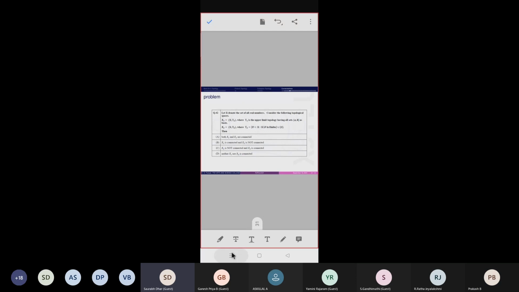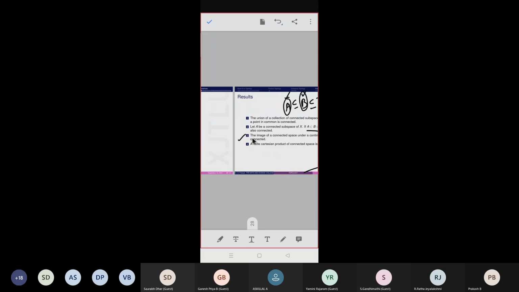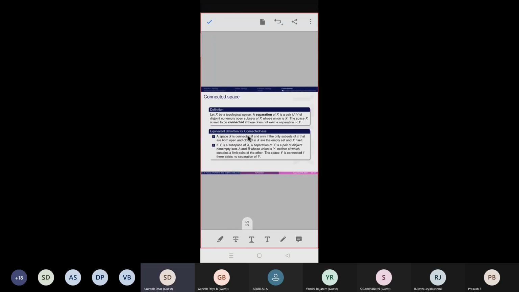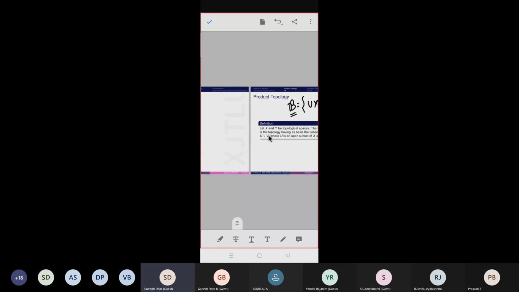Yes, sir, I have a question. In the example you explained, 4 sine square x is less than or equal to 1. Could you go there, please? Yeah, okay. Where is that? Before this. Yes, here. So you have taken that set.